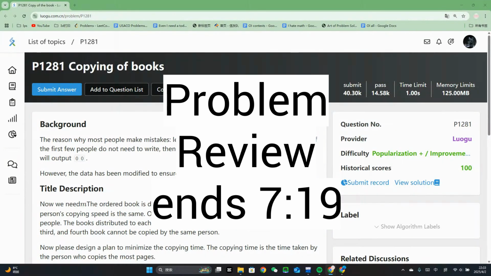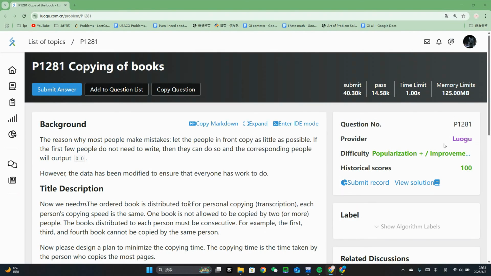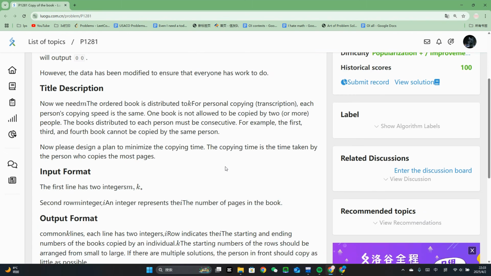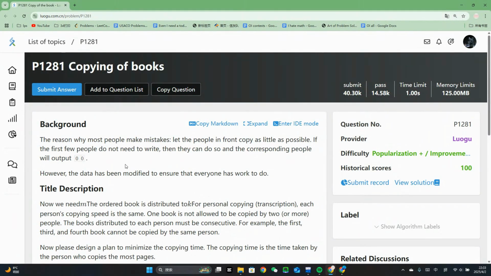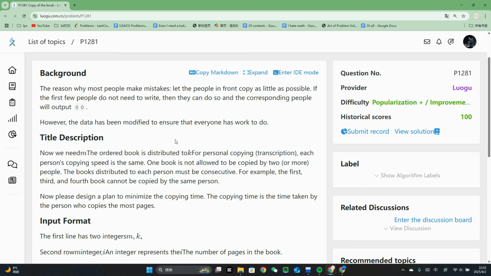Hello everyone, the problem that we're looking at today is in fact not on USACO. It is on the website of Luogu, which is, I would say, the best OJ, online judge. So the problem is the copying of books, and the translating is done by Google Translate, so do not trust that. I will just summarize it for you.